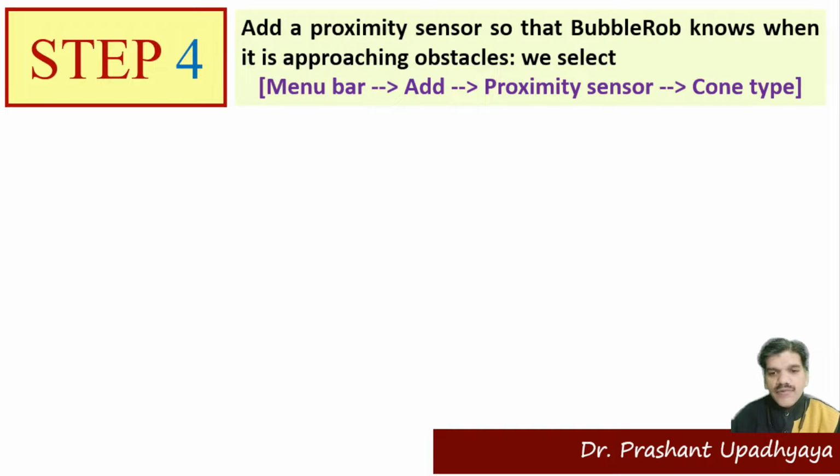The next step is that we want to add the proximity sensor to the Bubbleob, so that it is able to detect which obstacle is approaching it.